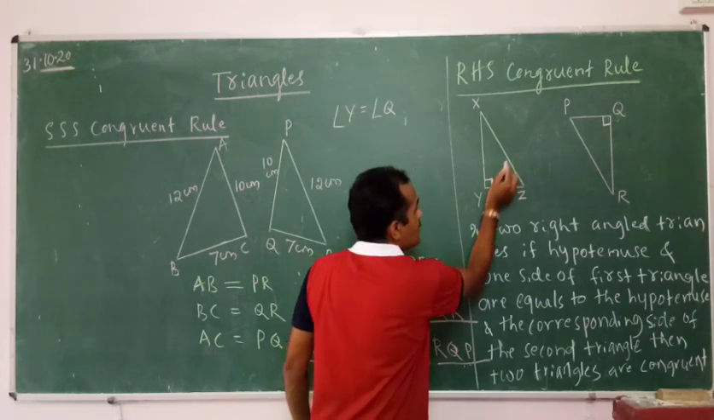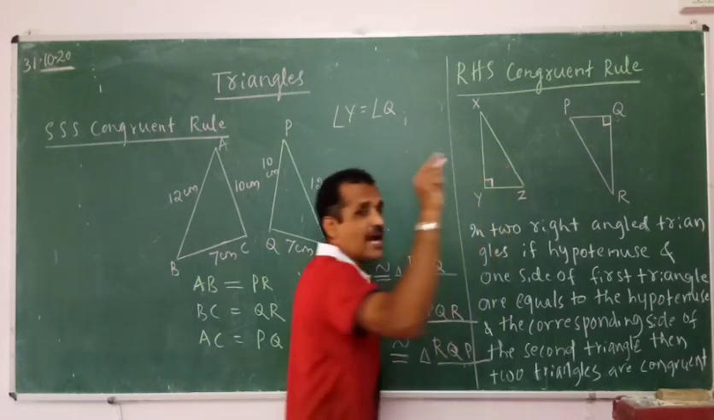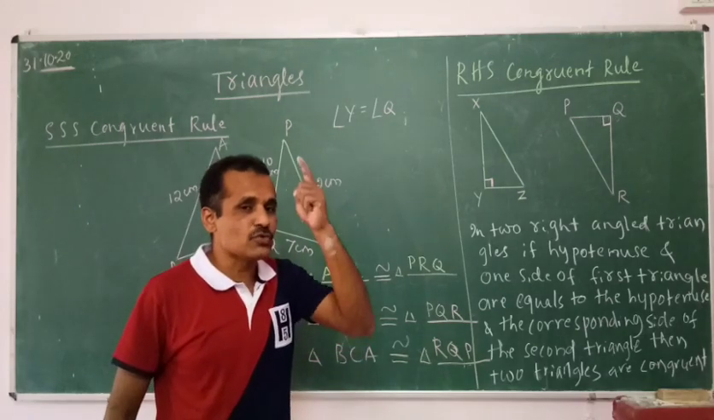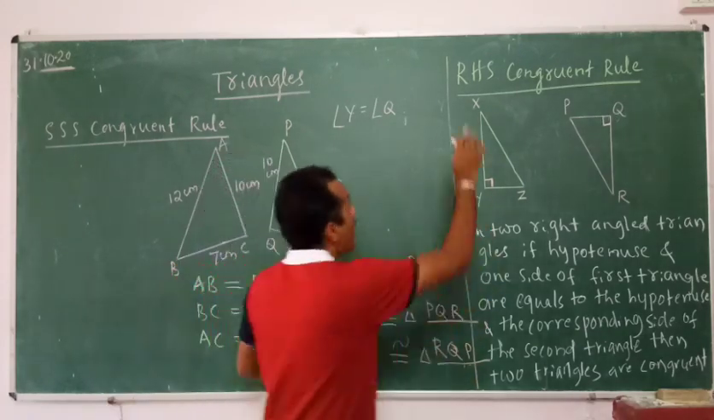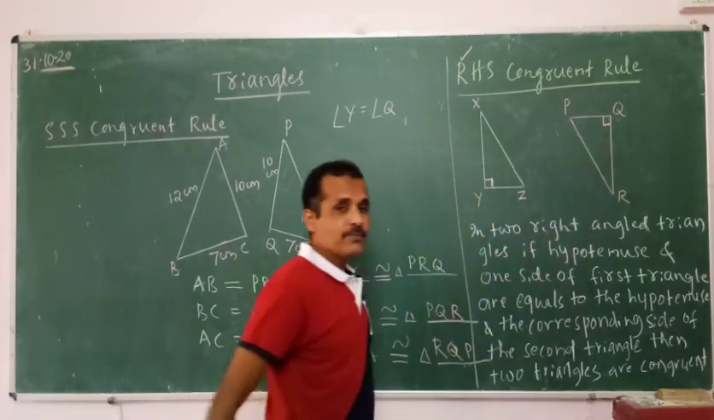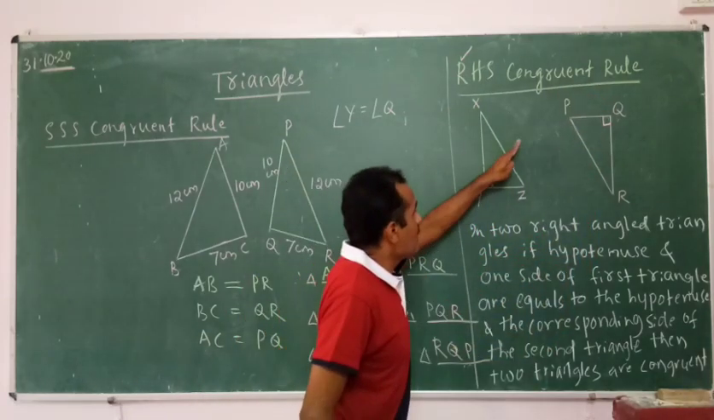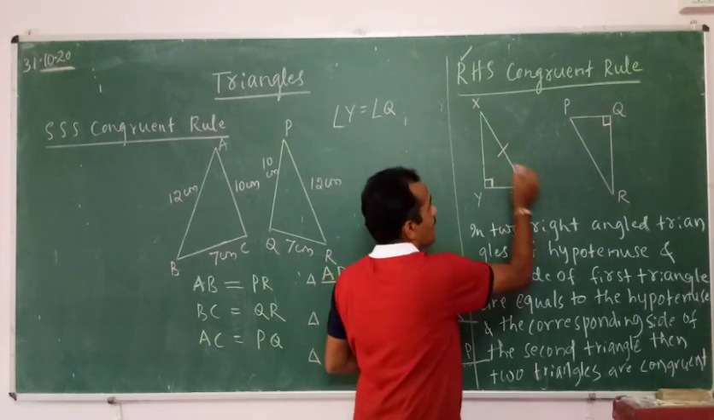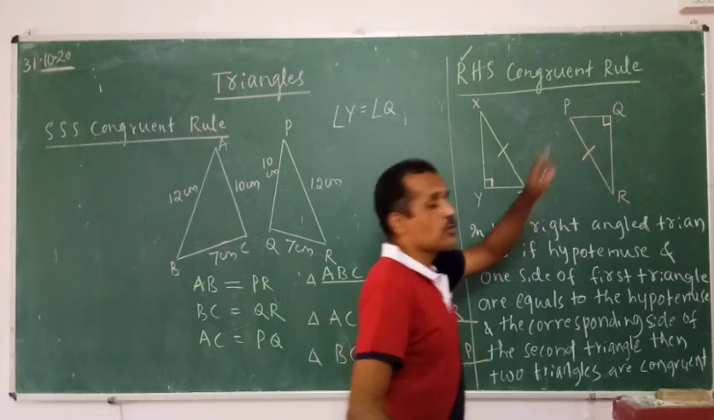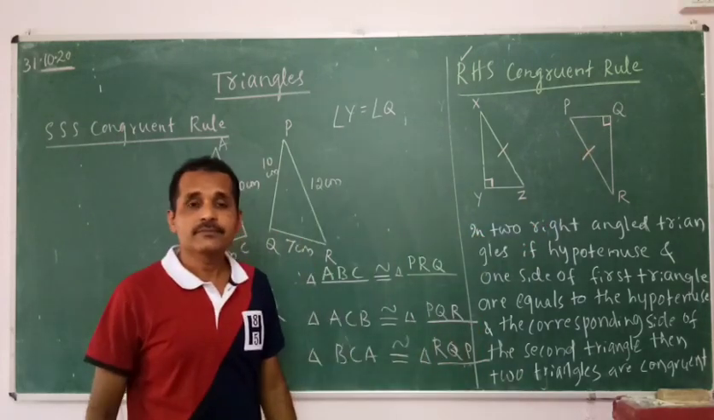See, the side which is opposite to the right angle is the hypotenuse. You know this. RHS: right angle. Here is the right angle. The side opposite to the right angle is the hypotenuse. So these two are equal to each other. Okay.